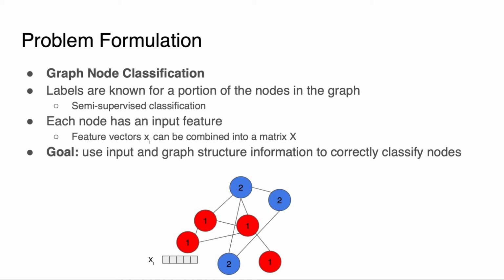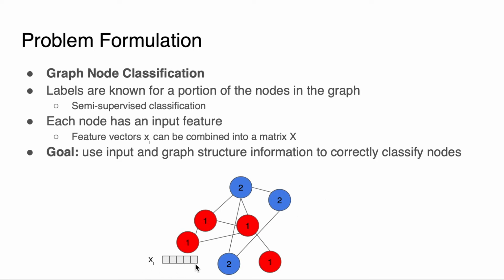So within a graph, such as the one seen here, we assume that some of these nodes, but not all of them, are labeled with some kind of label. So we apply semi-supervised classification over the nodes because not all of them have supervision and not all of them have labels. Each node inside of this graph has some kind of input feature, which could be thought of as just some input vector associated with each node.